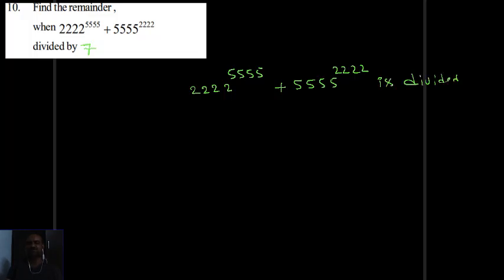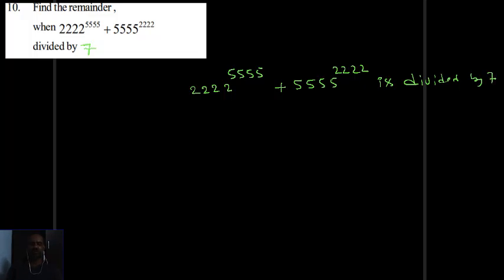This is our first problem. Find the remainder when 2 power 5 plus 5 power 2 is divided by 7.